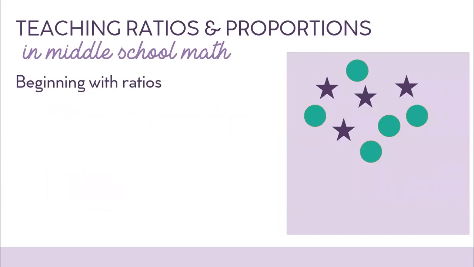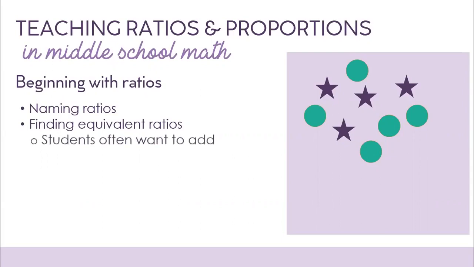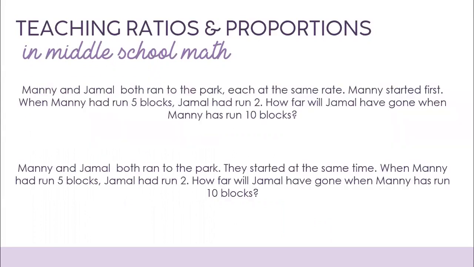Now, when we're working with students and ratios in 6th grade, I'm guessing this is the same for you all who teach 6th grade, we normally begin by naming ratios, like the circles to the stars or the stars to the whole number of shapes, and then finding equivalent ratios. Sometimes students have difficulty finding equivalent ratios, especially with a missing value, because they often want to add: from 5 to 10, we add 5, so we should add 5 to the 9. We can tell them it's like finding equivalent fractions and that we can multiply, but sometimes they just get stuck.